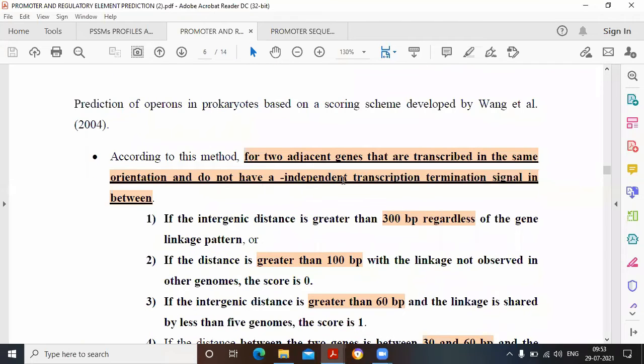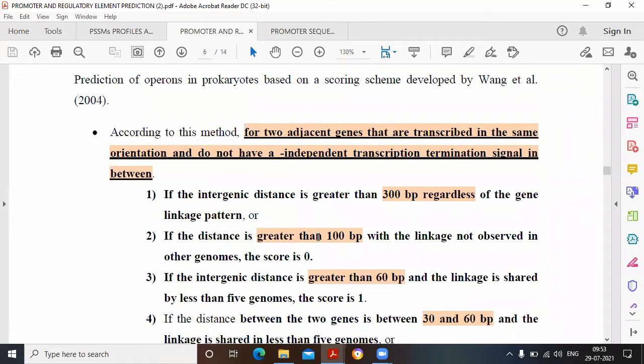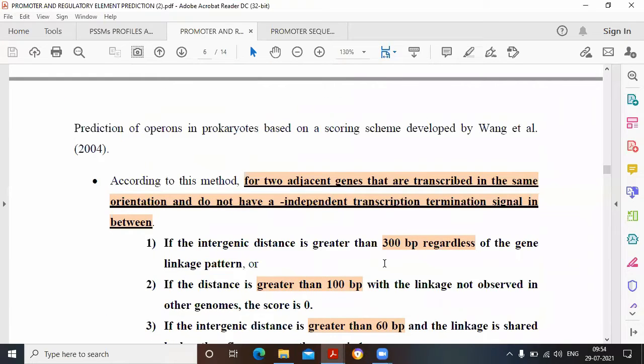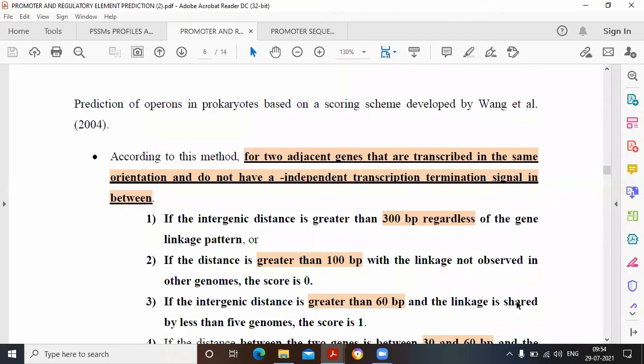And when he mentioned this position specific scoring matrix is to be used, he has also given us some assumptions. So that assumption is like this. According to this Wang et al. method, two adjacent genes are transcribed in the same orientation and do not have an independent transcription termination signal in between.